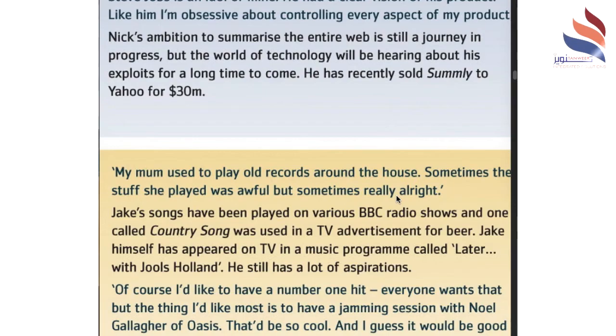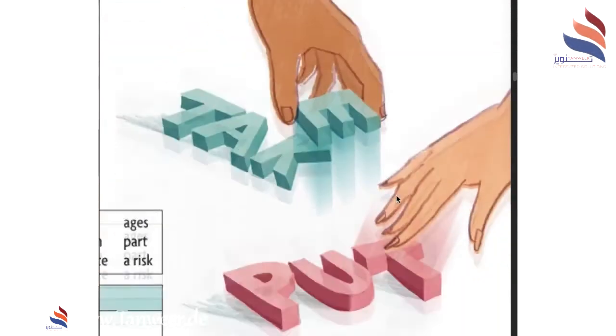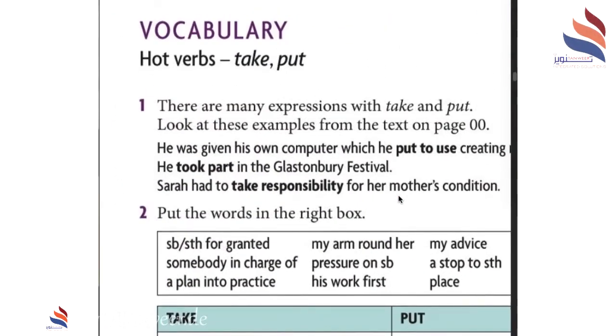His idol is Steve Jobs, and he's obsessive about, let me say, controlling every single aspect of his product. Okay, he believes that he still has a very long journey to create through the world of technology, because it's huge. And then he recently sold the app he created, which is about summarizing, to Yahoo, okay, for $30 million. So here we have a little millionaire. Okay, so yeah, this is the idea.